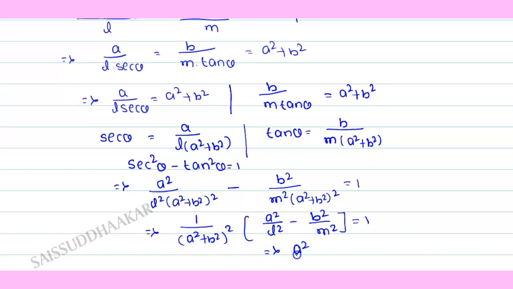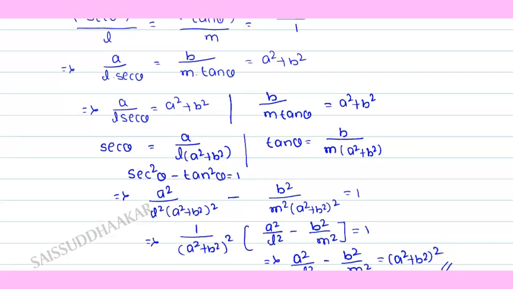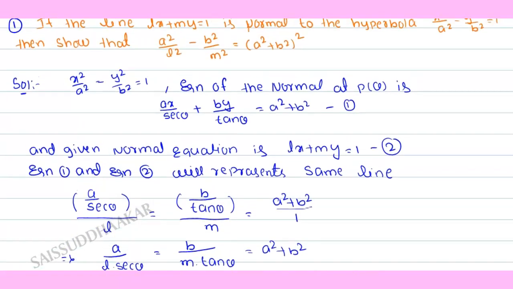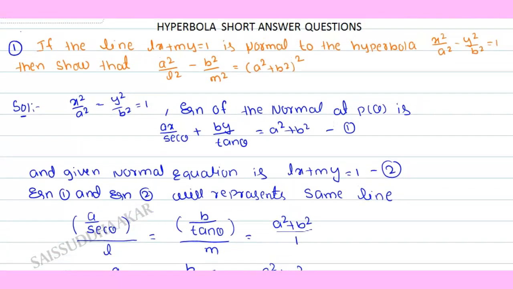The answer will become a²/L² - b²/m² = (a² + b²)². This is the required answer in the question. What is asked here: if the line Lx + My = 1 is normal to the hyperbola x²/a² - y²/b² = 1, then show that the condition is a²/L² - b²/m² = (a² + b²)².